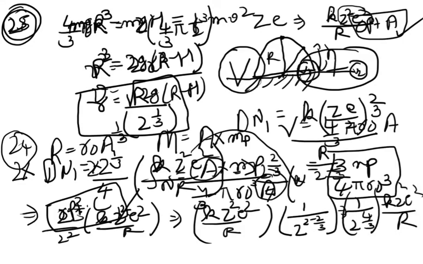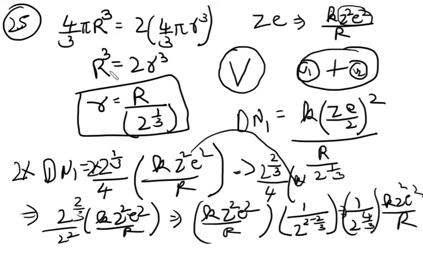In question number 25, we have the electrostatic energy problem. Initially, the volume of the parent nucleus is equal to the volume of the daughter nuclei. So volume remains constant: 4 by 3 pi R cube is equal to 2 times 4 by 3 pi small r cube. Small r is the radius of a daughter nucleus. So small r is equal to capital R by 2 power 1 by 3. This is the relationship we got.